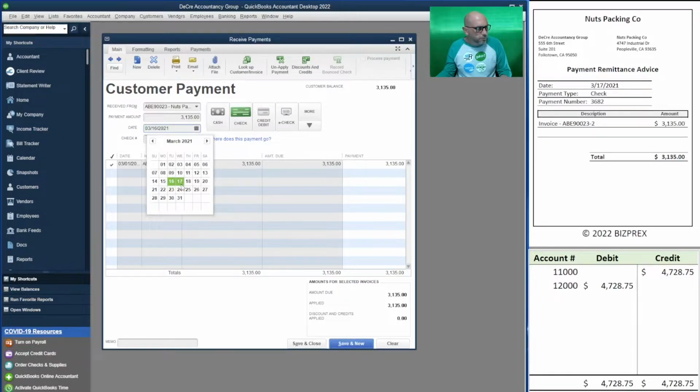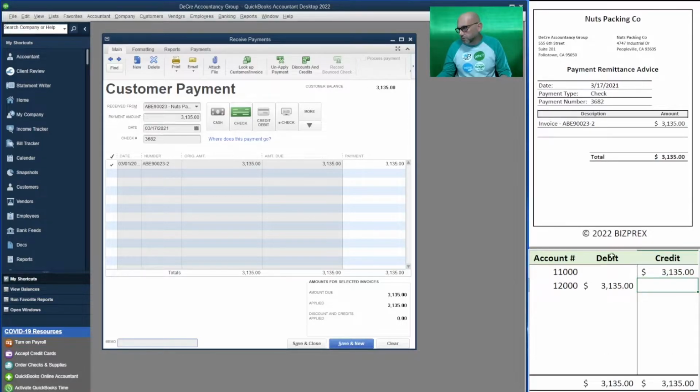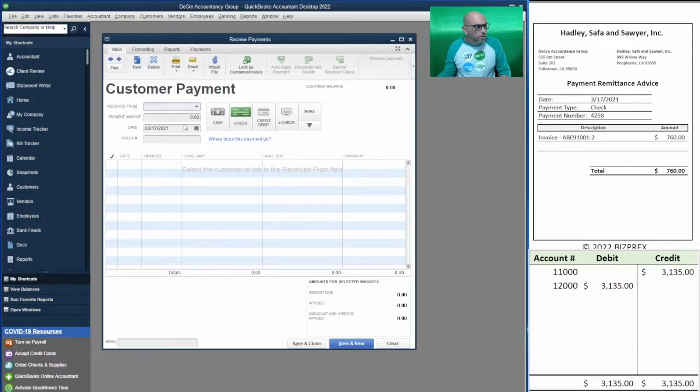Let's adjust the date on this one. Debits and credits are in balance. Again, I'm just going to keep showing it in this window, just so as you go along, you remember and know what the debits and credits are for each interface, because each interface that posts to the general ledger has debits and credits. There it is. Debits and credits are in balance.